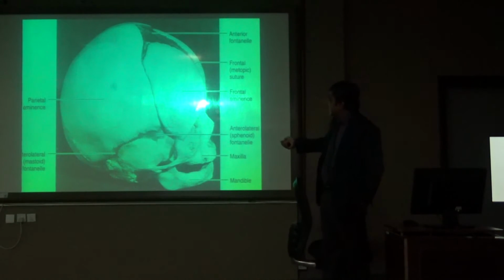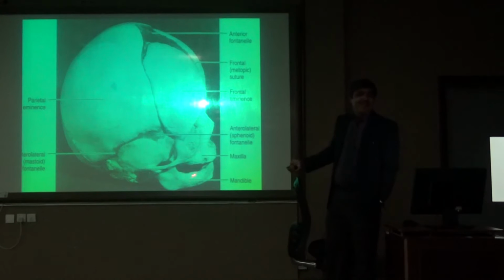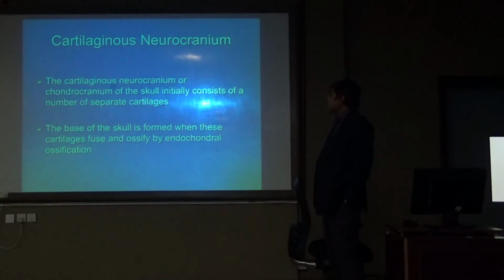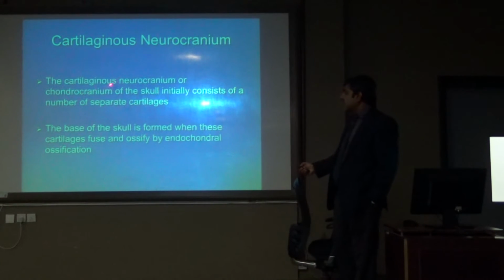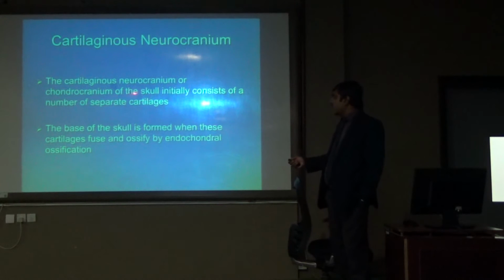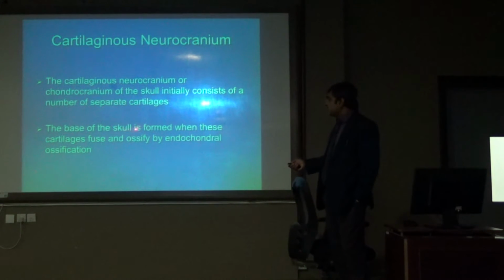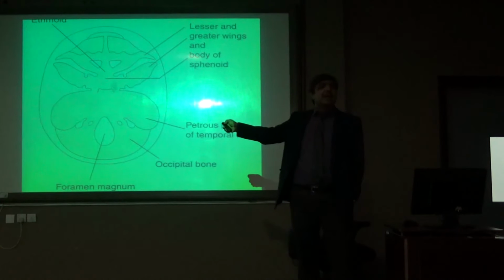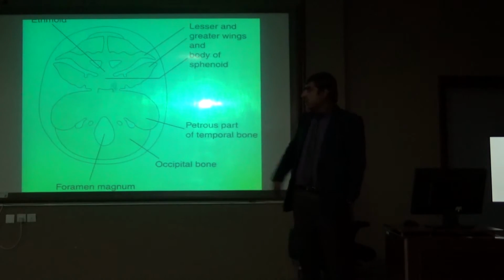You see, the face is smaller than this, isn't it? Why? Now you know. The cartilaginous neurocranium or chondrocranium of the skull initially consists of a number of separate cartilages. The base of the skull is formed when these cartilages fuse together and ossify to become bone by endochondral ossification. As I told you earlier, this is the base of the skull.